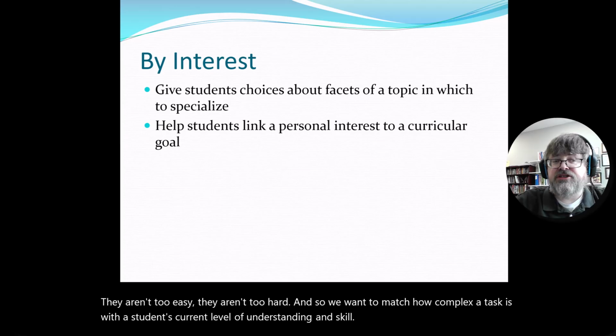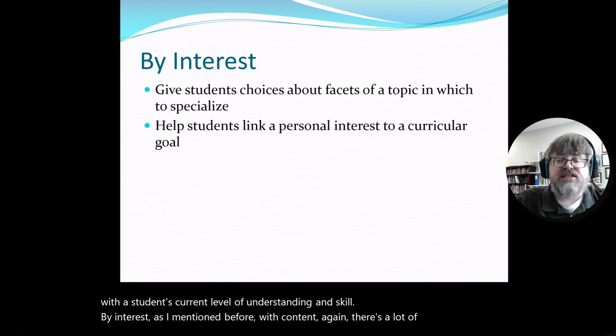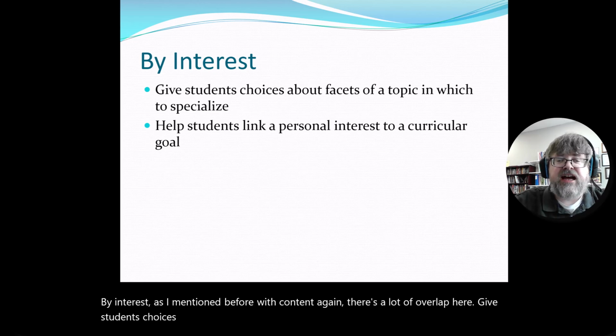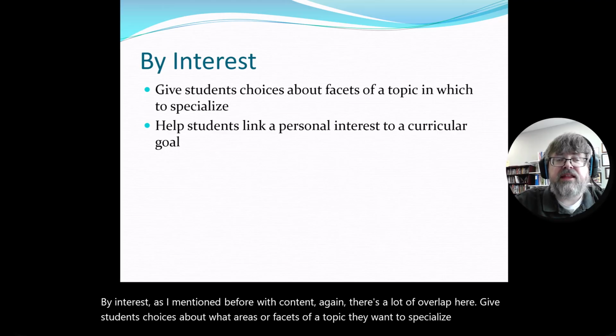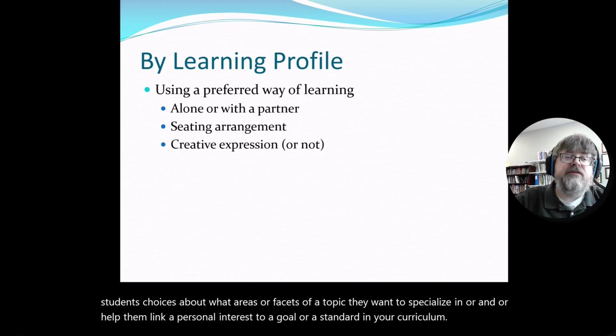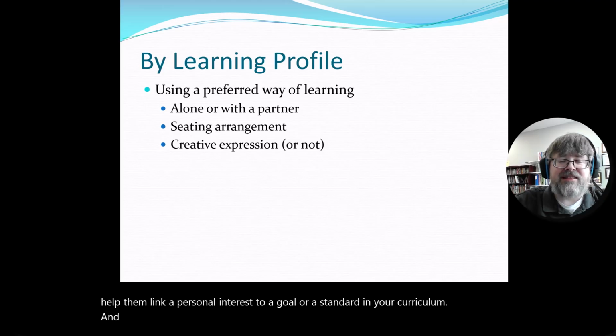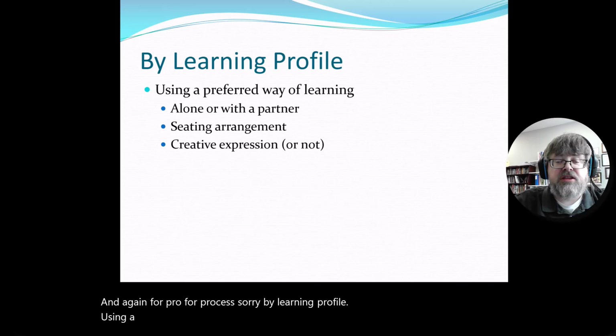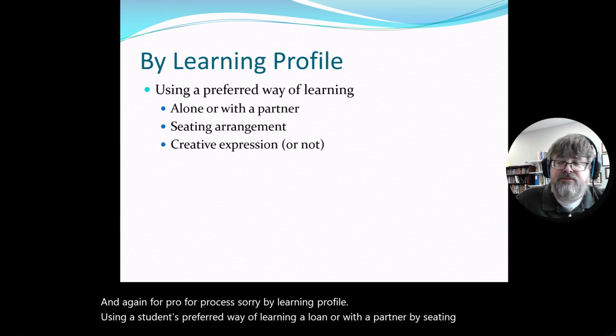By interest, as I mentioned before with content, again, there's a lot of overlap here. Give students choices about what areas or facets of a topic they want to specialize in, or help them link a personal interest to a goal or a standard in your curriculum. And again, for process, by learning profile, using a student's preferred way of learning, alone or with a partner, by seating arrangement, again, being creative or not.